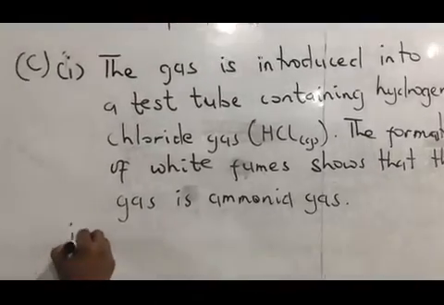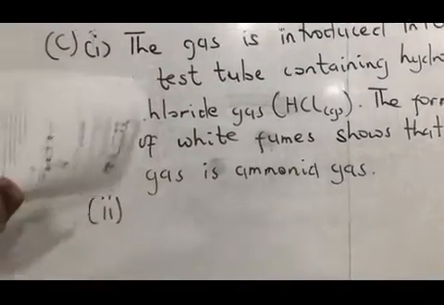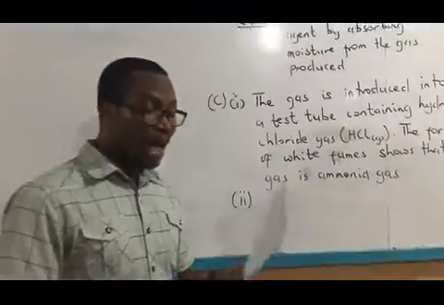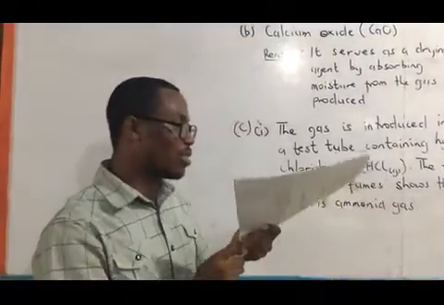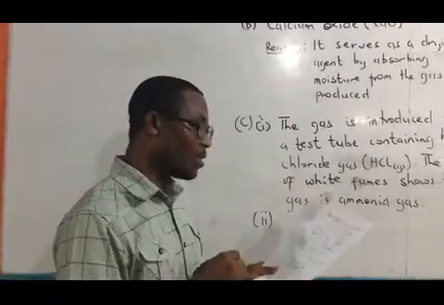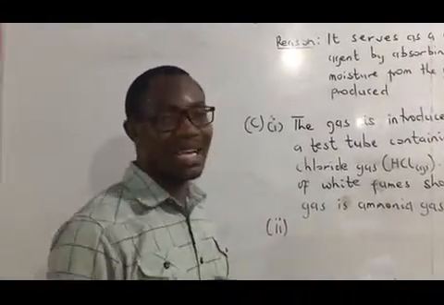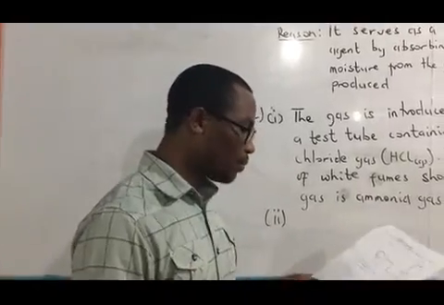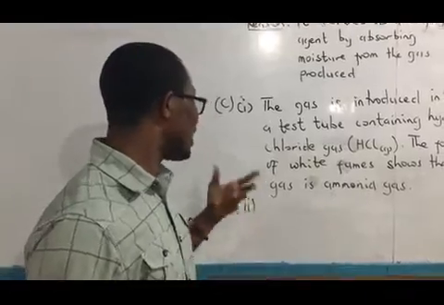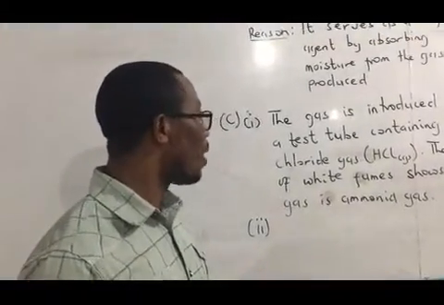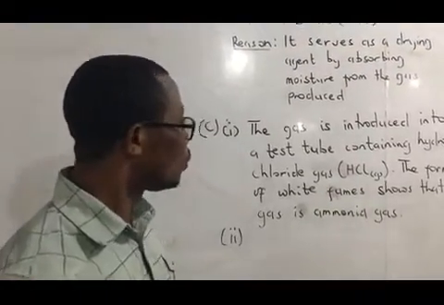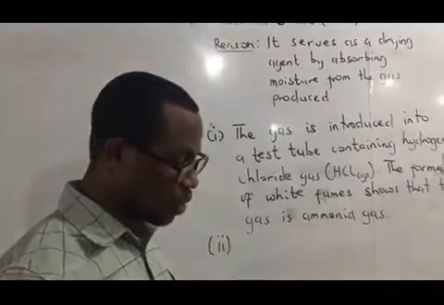Now, but how do you also show that the gas is ammonia gas physically? I told you that from the list of gases we're looking at, it is only ammonia gas that is a basic gas. So all you have to do is describe a test to show that ammonia is a basic gas. So that is a physical test. And to show that, you make use of the litmus paper.